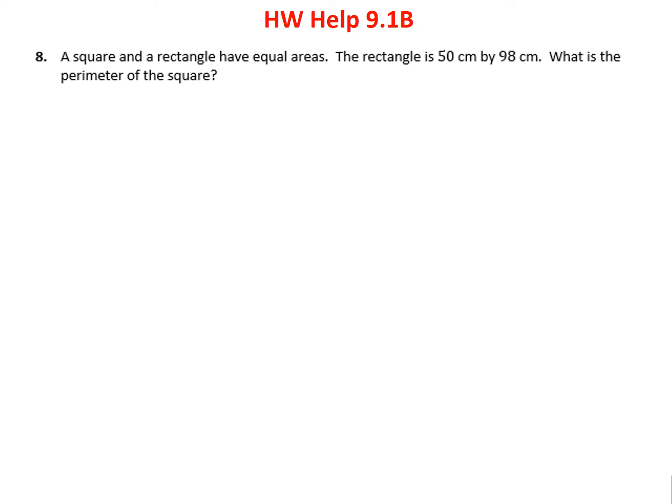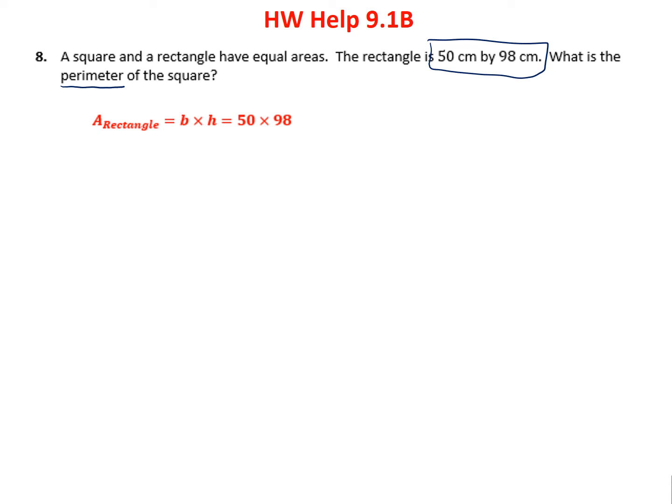Problem 8 says that we have a square and a rectangle that have equal areas. Then it gives us the dimensions of the rectangle, that it's 50 centimeters by 98 centimeters, and it wants to know what is the perimeter of the square. So our strategy is we can use the dimensions here to find the area of the rectangle, which will give us the area of the square, and then we can work from there to find the sides. But remember, we're looking for the perimeter, so don't forget what our final question is.